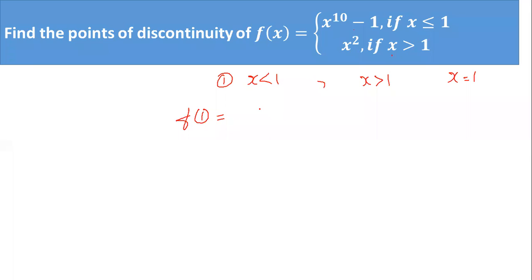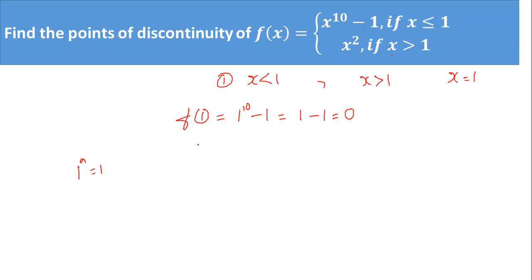Which definition I have to use, students? What is f of 1? The first one or the second one? The first definition I have to use. So it is 1 to the power 10 minus 1. What is 1 to the power 10? It is 1. 1 to the power any finite value is always 1. Remember this. So it is 1 minus 1 is equal to 0.